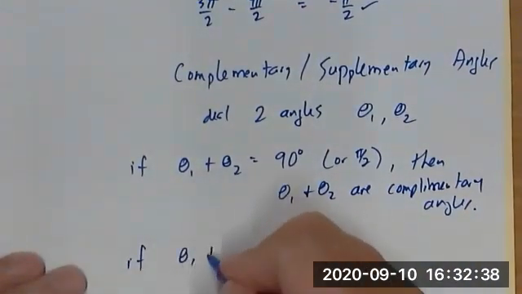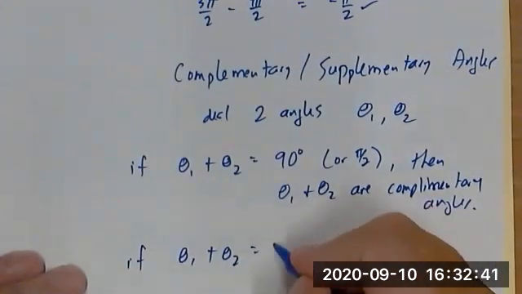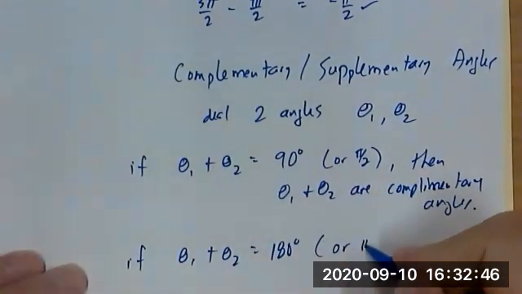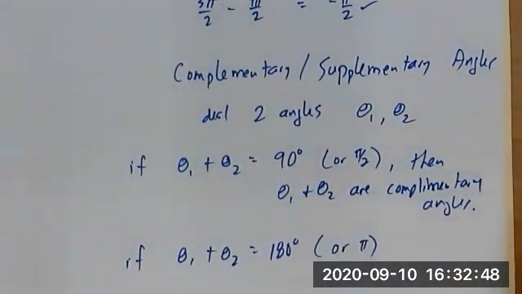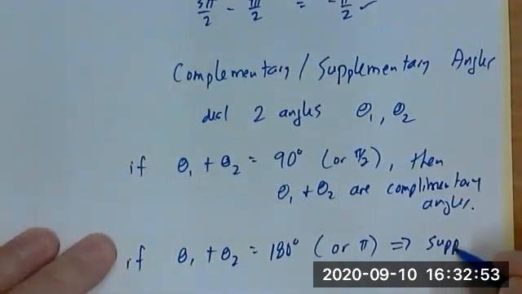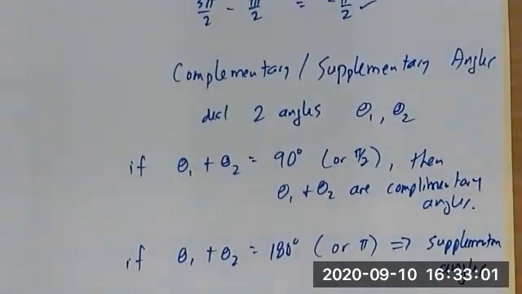Now in the same way, if I take 2 angles and add them together and they equal 180 degrees, or if we're using radians, pi, then those are called supplementary angles. So complementary angles is where the 2 angles, when you add them together, equal 90 degrees. Supplementary angles are when the angles are added together and equal 180 degrees.